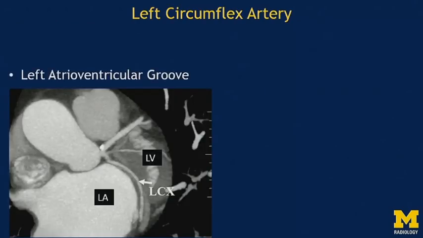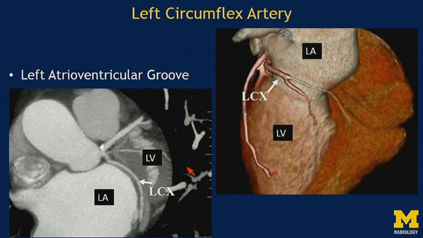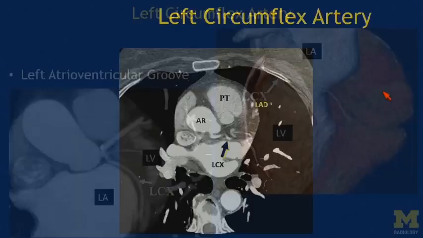Moving on to the left circumflex artery. This is a vessel that resides in the left AV groove, as you can see here, between the left atrium and the left ventricle. Here it is on the volume rendered image. We're looking at it from a posterior view. So here is our left atrium, ventricle, and the circumflex artery residing in the left AV groove.